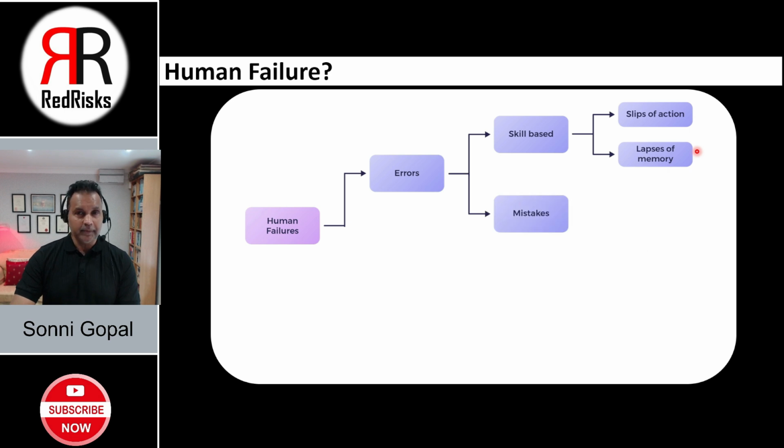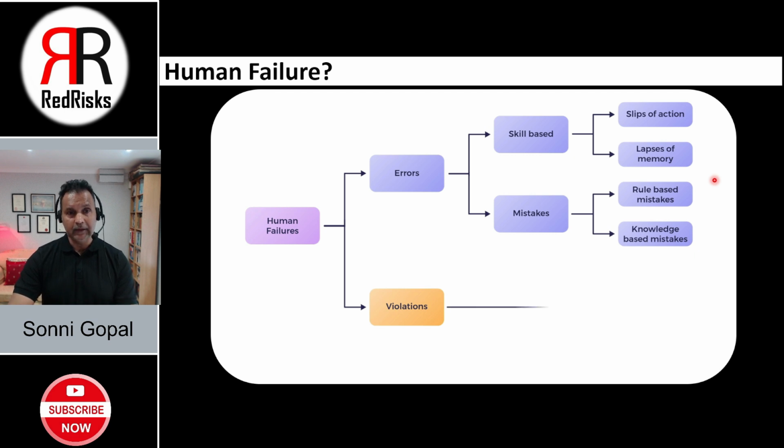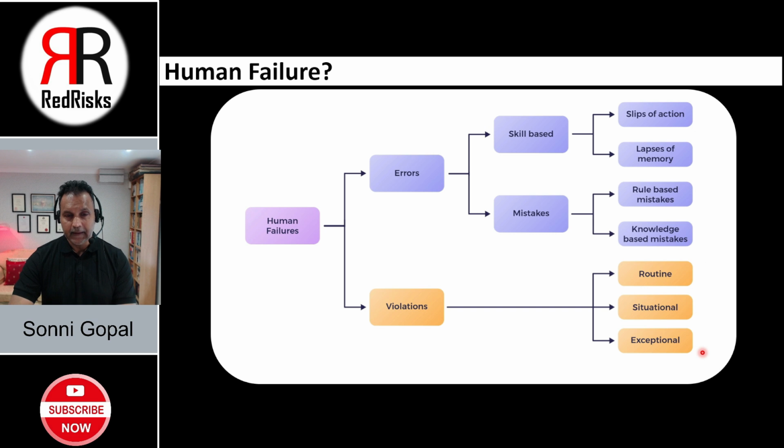But people do make mistakes, and mistakes can be either rule-based mistakes or knowledge-based mistakes. If you're in industry, the one thing that you should have a low tolerance for is violations, rule breakings, and these could be routine, situational, or exceptional. Particular focus should be on violations, because that is systemic of a failure in maybe a number of things, root causes like management failures, possibly also underlying causes.